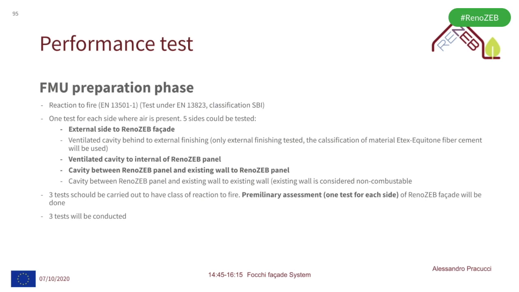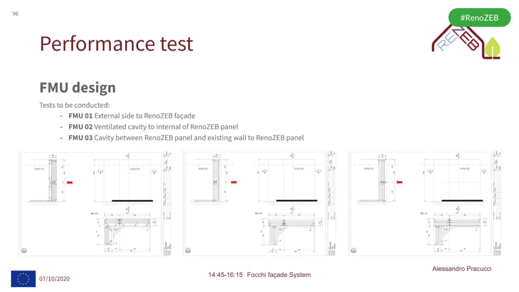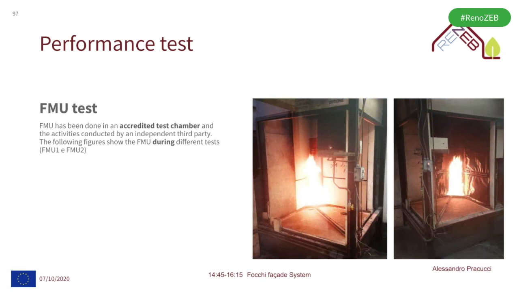Could be considered from the cavity to the inside, but also in this case, we would have not tested the renovated facade. The 3 cases we have tested are from the cavity to the renovated facade, from the outside to the renovated facade, and in the ventilation between the external finishing and the insulation layer, let's say. Here's the design with the 3 different tests conducted.